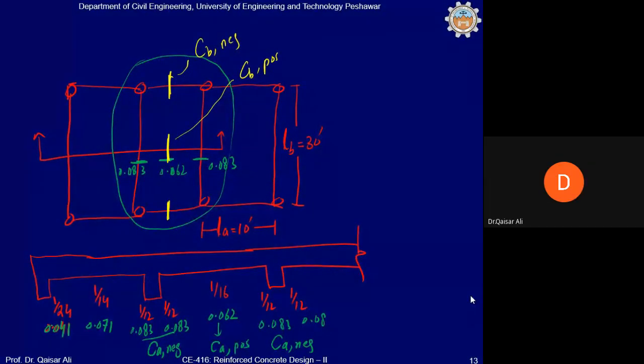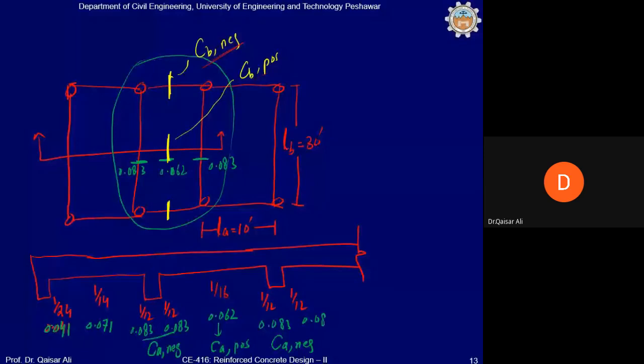Okay, did you understand the question? So far you understood the coefficients along the shorter direction, the negative and positive coefficients, CA negative and CA positive along the shorter direction. Now tell me what will be the moment coefficients along the longer direction.